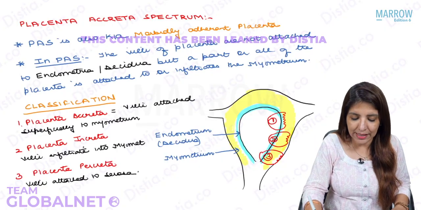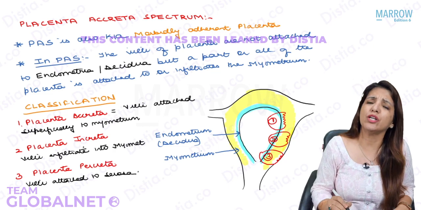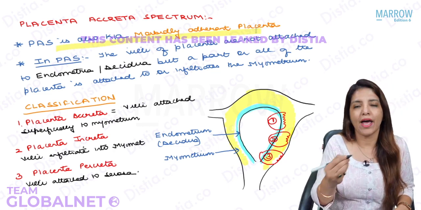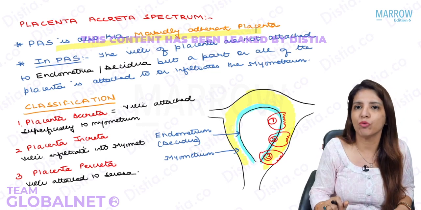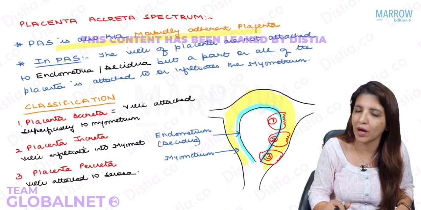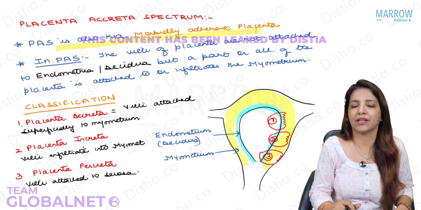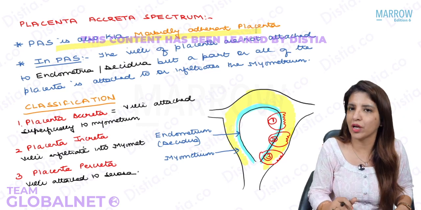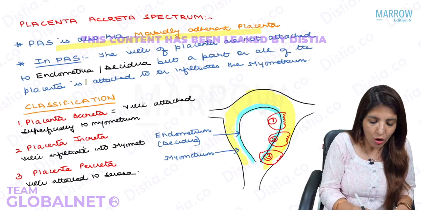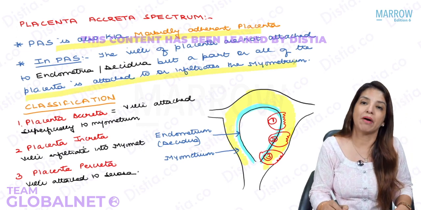Now, placenta accreta spectrum was earlier called morbidly adherent placenta. What happens in this entire spectrum of diseases is that the villi of the placenta, which are normally attached to the endometrium or to the decidua, in case of placenta accreta spectrum are not attached to the endometrium or decidua, but are either attached to the myometrium or infiltrate the myometrium.